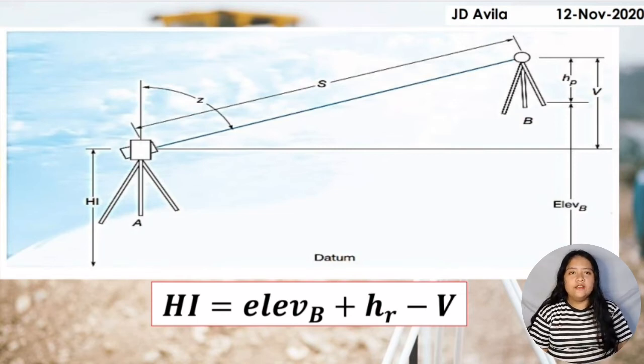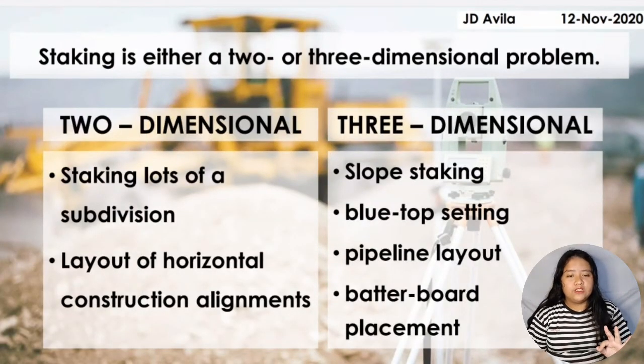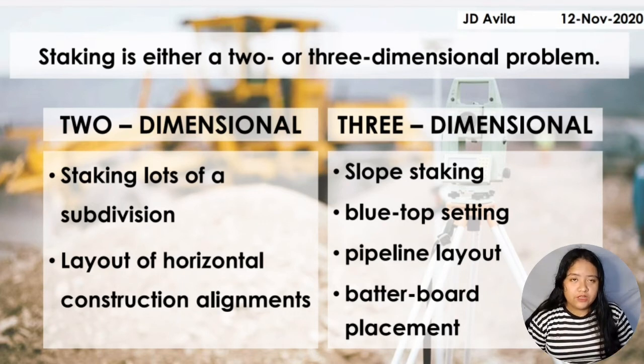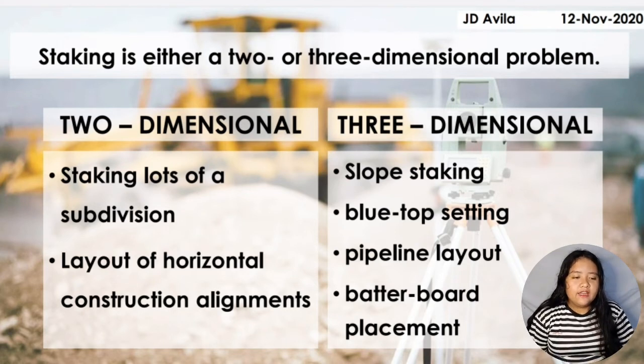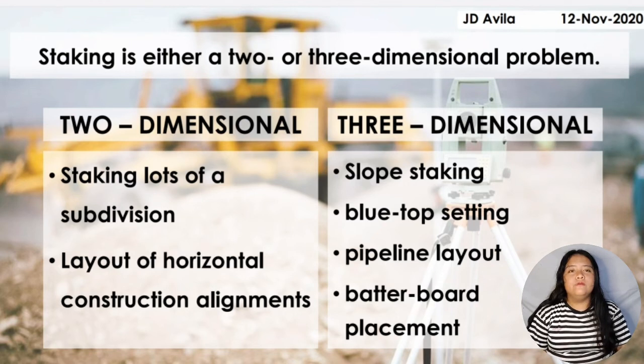In general, staking is either a two-dimensional or a three-dimensional problem. We have here under the two-dimensional, staking lots of a subdivision and layout of horizontal construction. And under the three-dimensional, we have slope staking, blue top setting, pipeline layout, and batter boards.